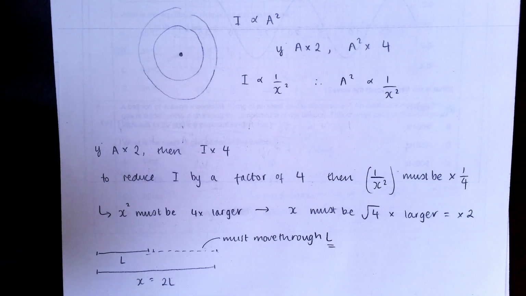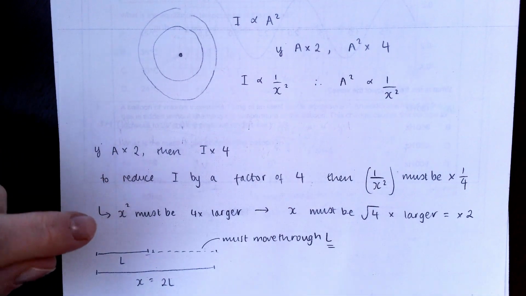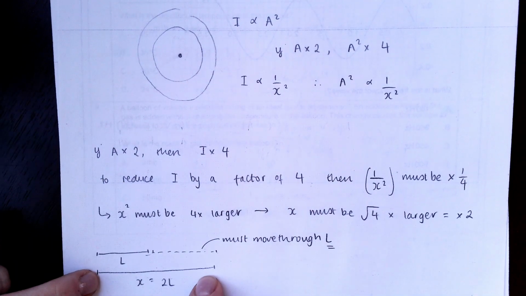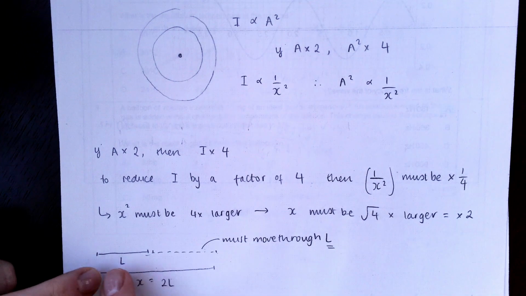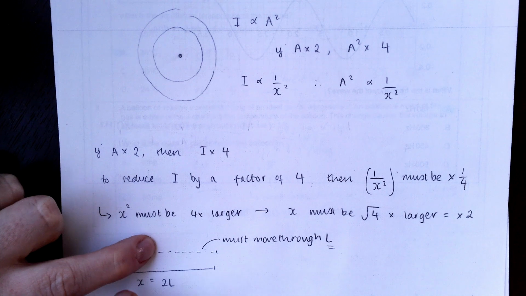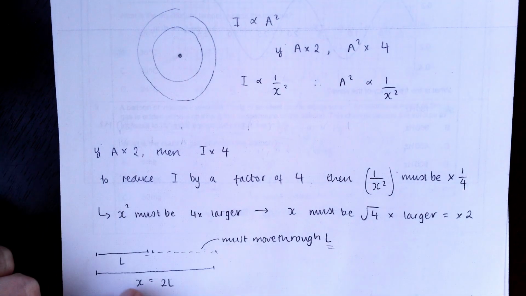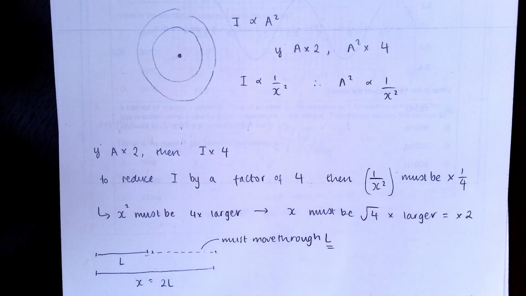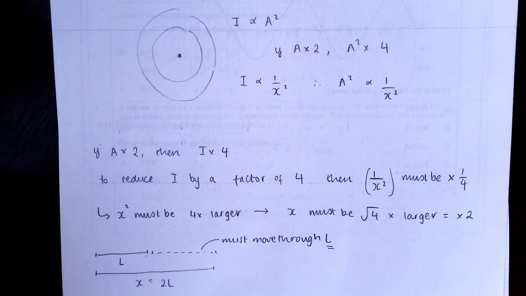That's not your final answer though, because that's from the origin of your source. It asks you what distance must you move through. You are already at L. To get to 2L, I only have to move through L, and so that gets me answer A.